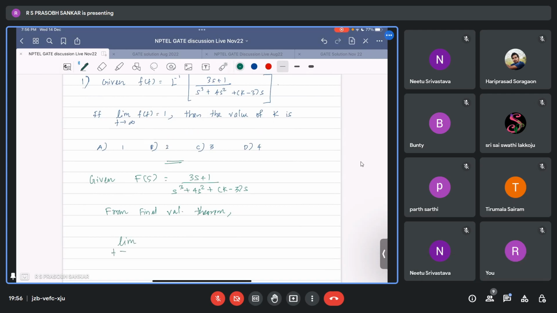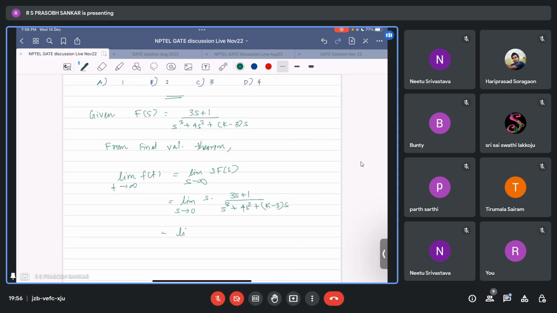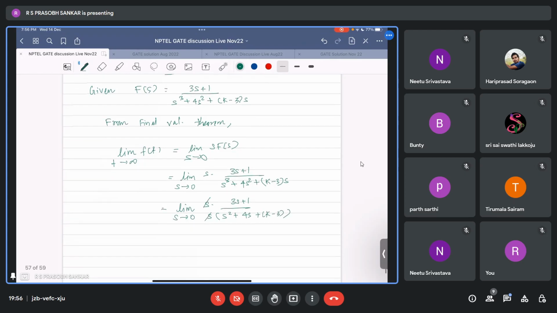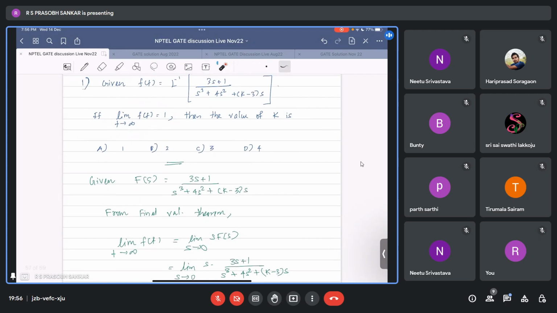From the final value theorem, what do we have? The limit of t going to infinity of f of t is the same as the limit of s going to 0 of s times f of s. What is this? The limit of s going to 0 of s times (3s plus 1) by (s cube plus 4s square plus (k minus 3)s). I can take one s common from the denominator.